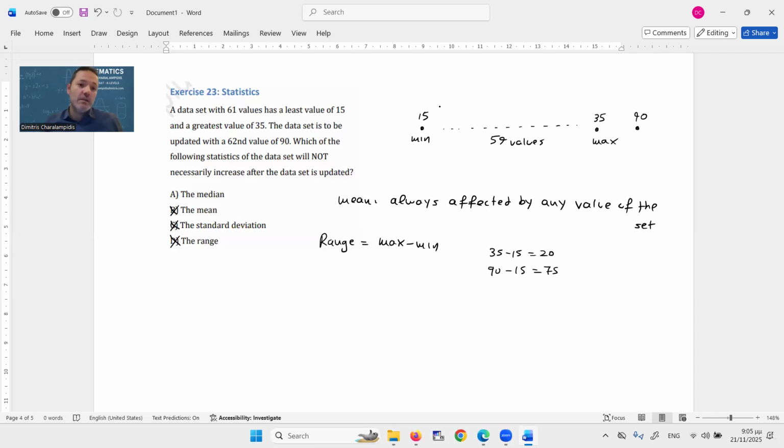The only statistic that might not necessarily change is the median, because it might have been the case where in the middle of the data set we had many same or many identical values. In this case, whether I bring a new one or take out an old one, the median might not always change. So overall, the right answer for this question would have been A, the median.